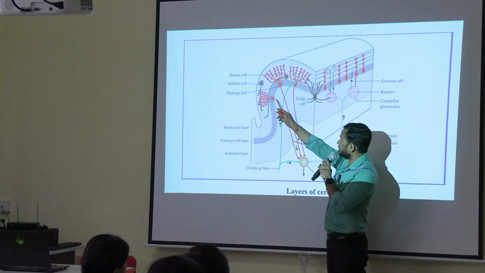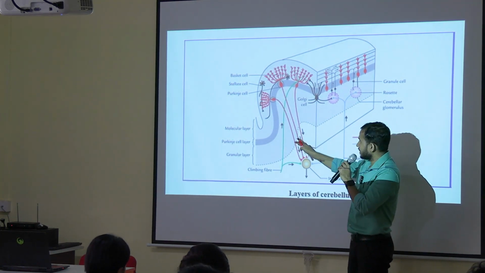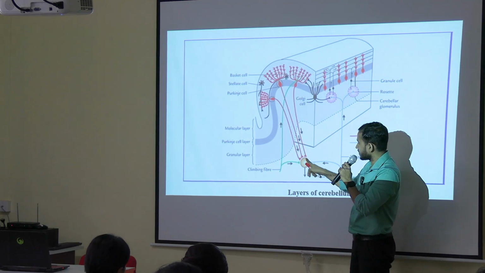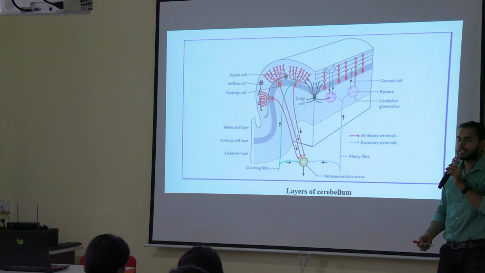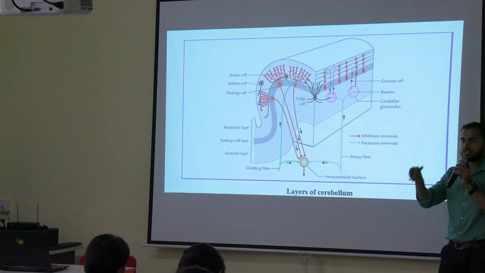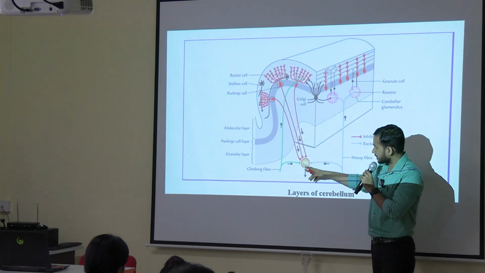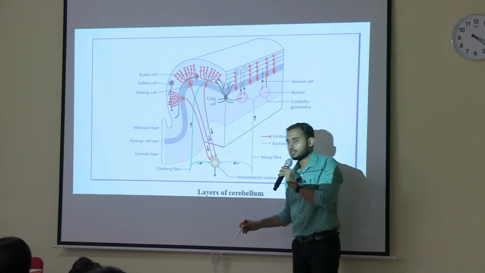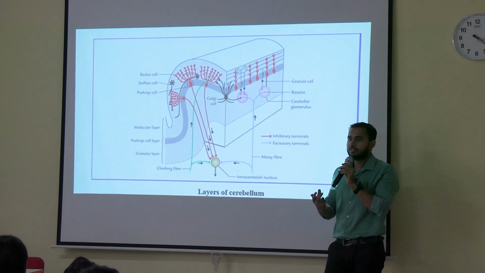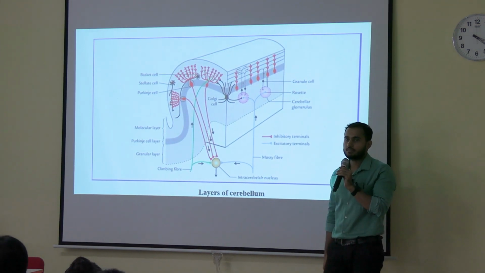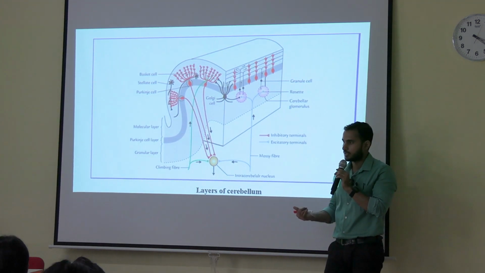Next, what happens? The axon goes deep. Once it goes deep, first of all, it will relay on the intracerebellar nuclei. In the beginning, I mentioned that the white matter contains the intracerebellar nuclei. So these axons will first relay on the intracerebellar nuclei, and then the fibers which come out form the sole efferent fibers of the cerebellum.